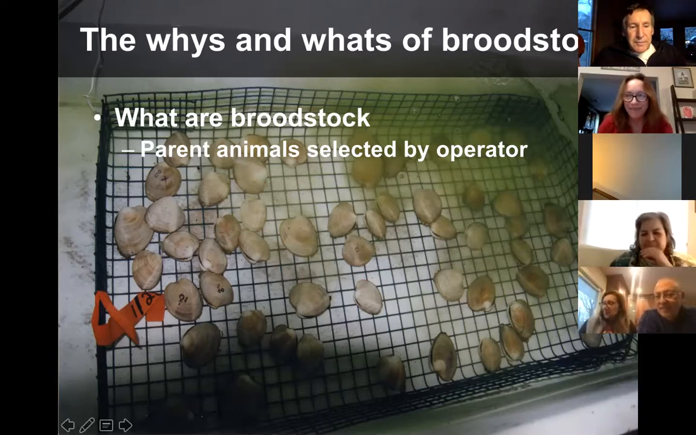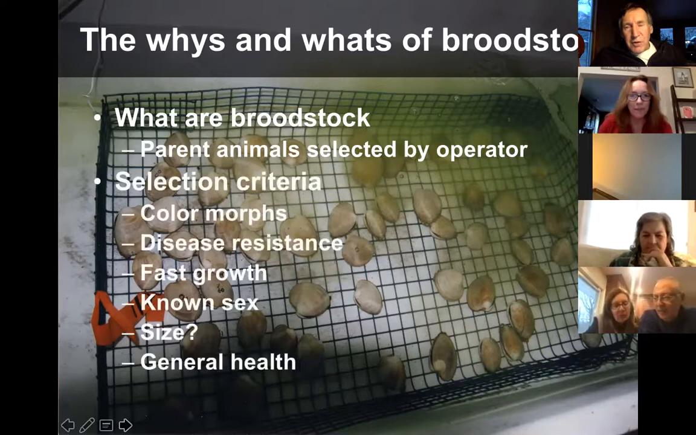Let's go through it. Some of the criteria that we use include color morphs, which we're going to talk about. Some of the traits can be disease resistance, such as in oysters, we've got dermo and MSX and Roseovarius, which was the old juvenile oyster disease. We can talk about the disease resistance. Fast growth, these are things we can select for with our broodstock.